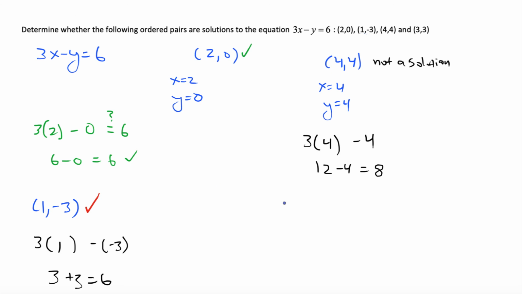And finally, we'll try the point (3, 3). Once again, x is 3, y is 3, and hopefully once we plug this into the equation, everything will work out and both sides will be equal. So 3 times x, and in the place of the x we'll put in the 3, minus y, and similarly we'll plug in 3 for that. 3 times 3 is 9, and 9 minus 3 does equal 6, which is the other side. So (3, 3) is also going to be a solution. So out of these 4 points that were given, three of them are solutions.